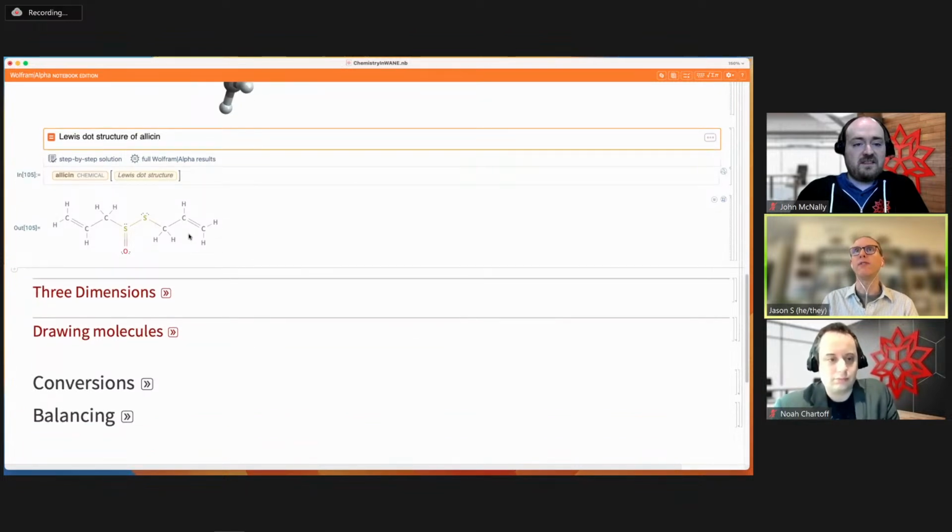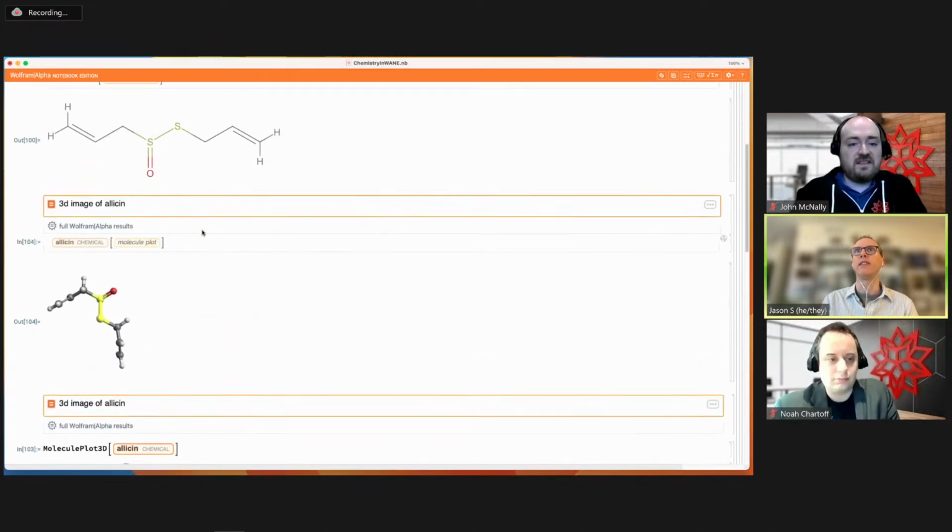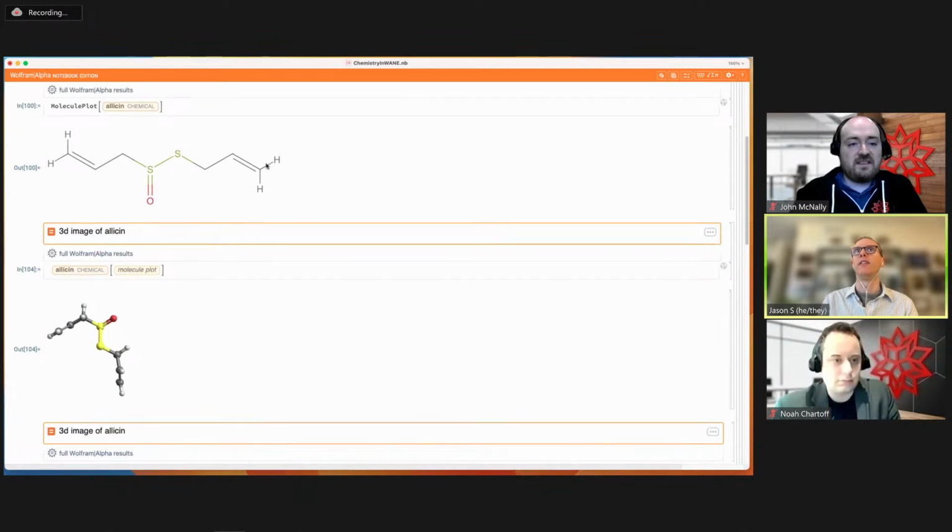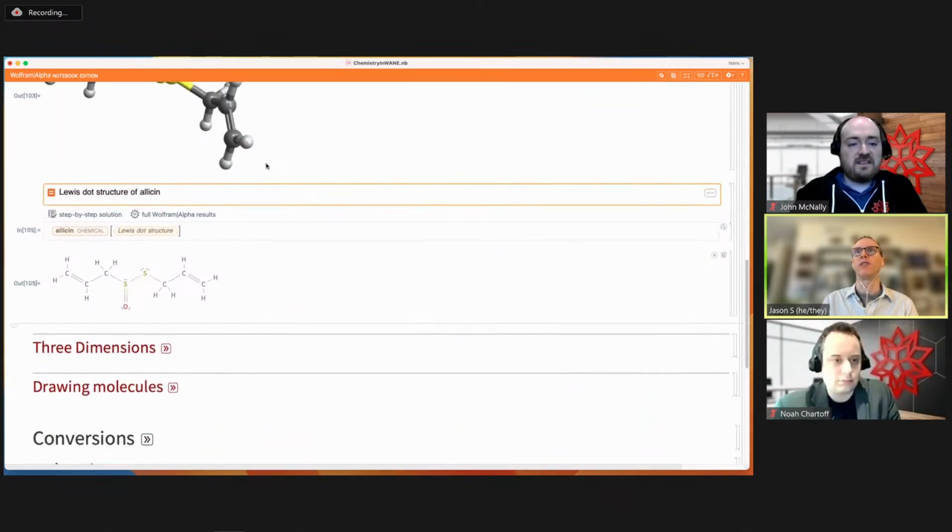Now notice the difference between what we had, if I scroll back up here, versus the Lewis dot structure. It's a lot of the same information, but now we have these pairs of dots indicating the lone pairs on the sulfur, which is additional information that's traditionally not kept in the 2D plot of a molecule. And that's not just a Wolfram convention, that's a chemistry convention. The other thing that's pretty nifty is you'll notice we have the step-by-step solution button here. Very cool. Those are electron pairs? Those are electron pairs, that's correct.